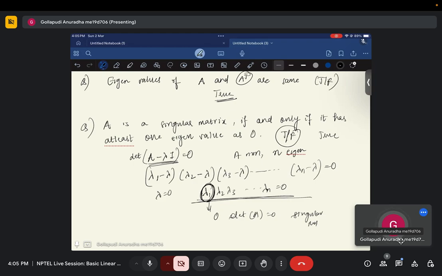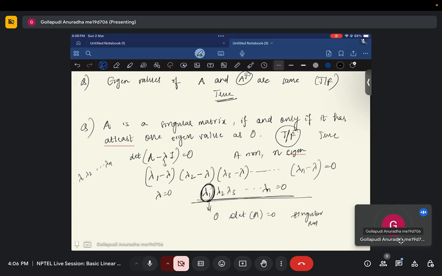So what I want to say here is, for finding the eigenvalues, you will make the determinant of A minus lambda I equal to 0, right? And if, for example, you have lambda 1, lambda 2, up to lambda n eigenvalues for an n by n matrix, order of A is n by n, then you can write the same equation in the factorized form, like lambda 1 minus lambda, all those things.